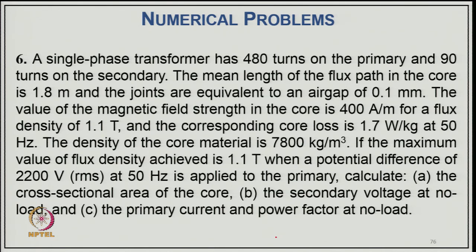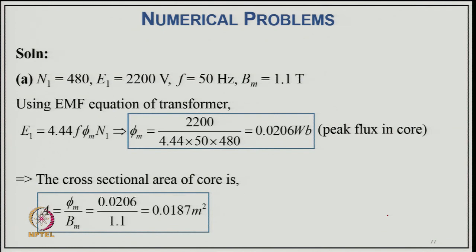If maximum flux density achieves 1.1 Tesla when the potential difference of 2200 volt RMS at 50 hertz is applied to primary, calculate the cross sectional area of core, secondary voltage at no load, and the primary current and power factor at no load. So, N1 equal to 480, E1 equal to 2200 volt, f equal to 50, Bm equal to 1.1 Tesla.